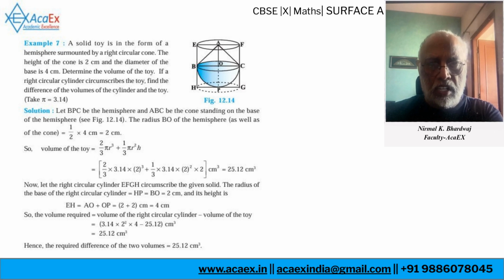The volume of the cylinder is pi times r squared times h, which is 3.14 times 2 squared times 4, equaling 50.24 cubic centimeters. The difference in volumes is the volume of the cylinder minus the volume of the toy. This is 50.24 minus 25.12, which equals 25.12 cubic centimeters.